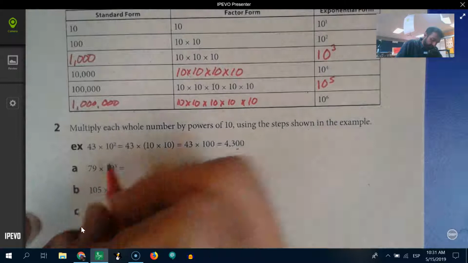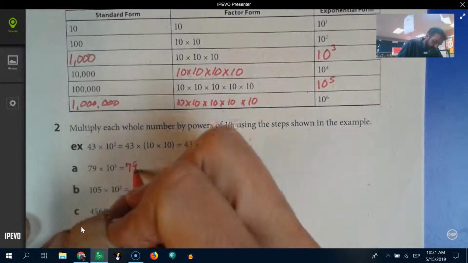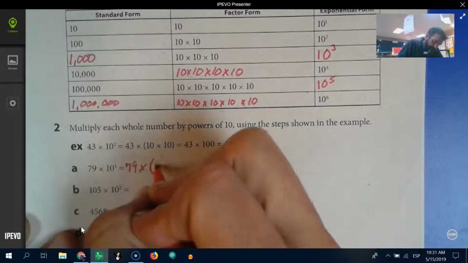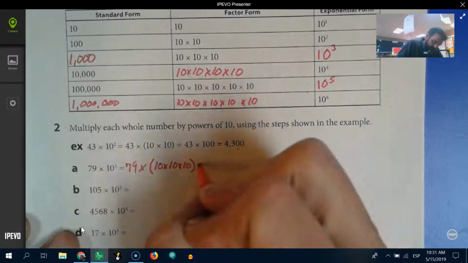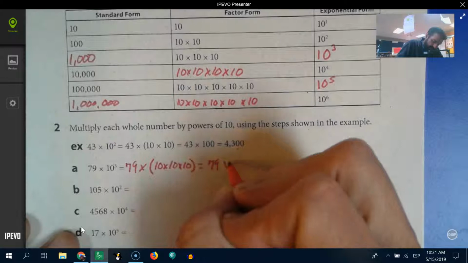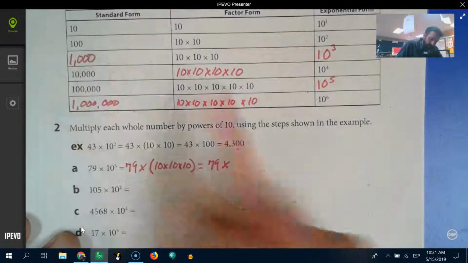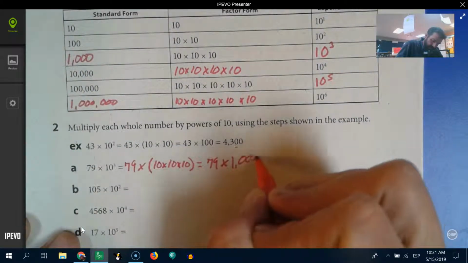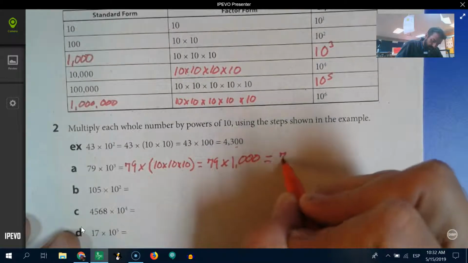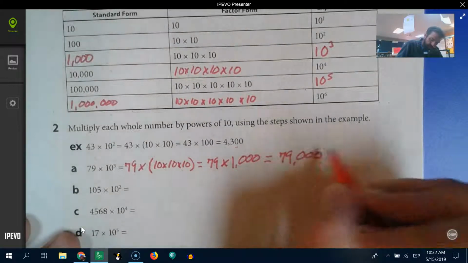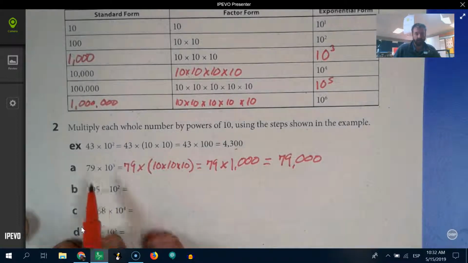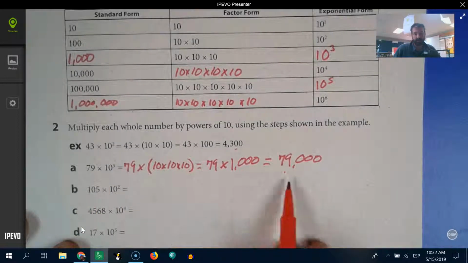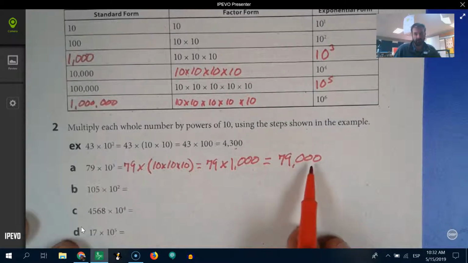So I have 79 times 10 cubed, which is 79 times, and in parentheses, my 3 tens, which is equal to 79 times, up here I can look, which is 1,000, or I can just do the math in my head, and then this is 79,000. 79 groups of 1,000, 79,000.